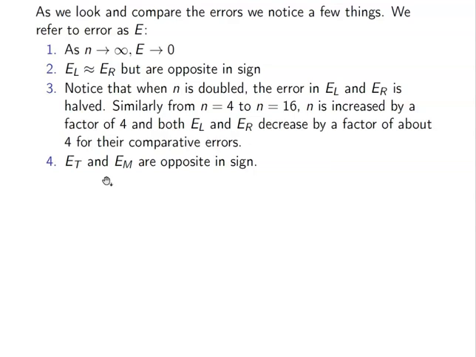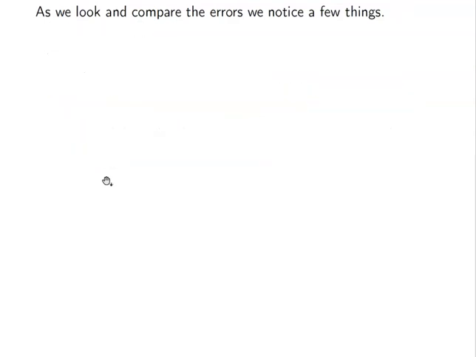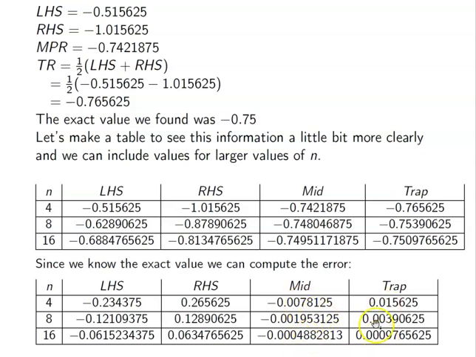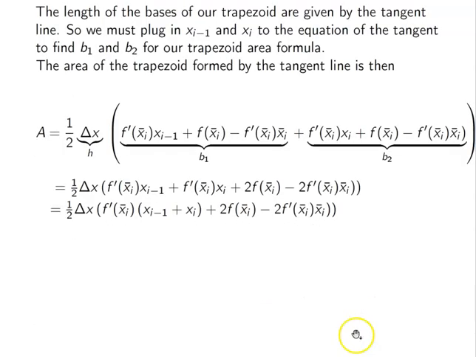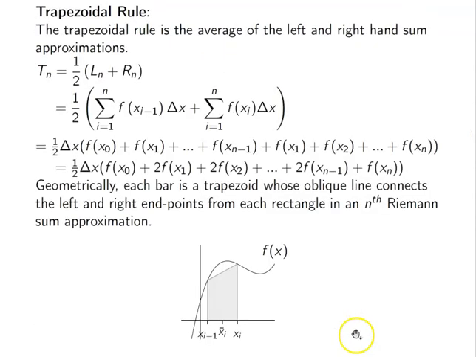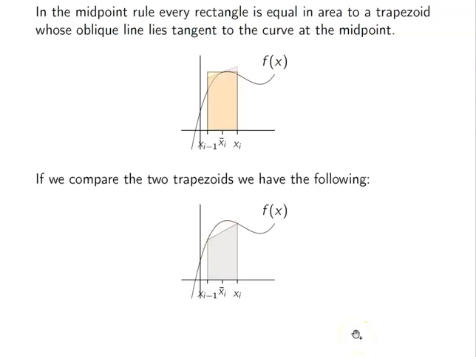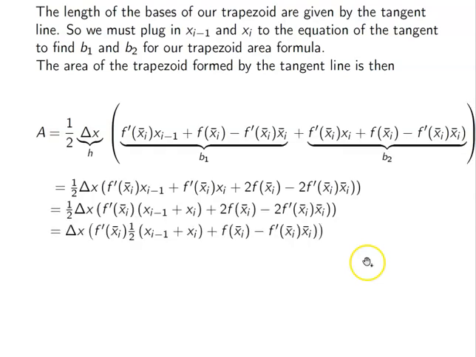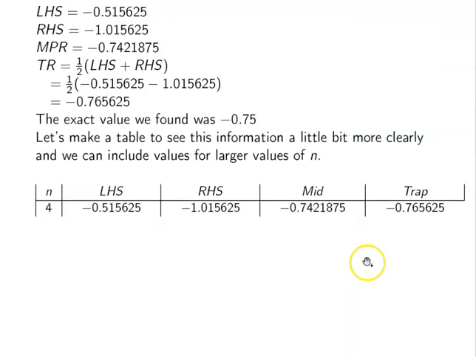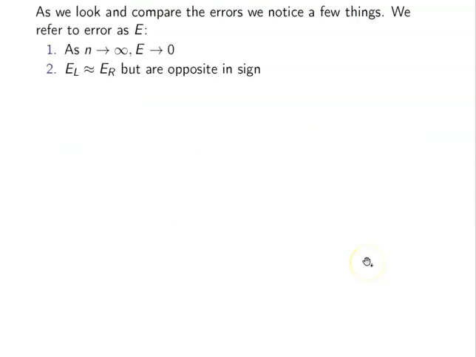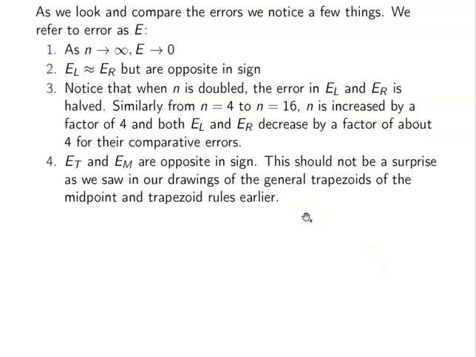Notice that the error for the trapezoid rule and the error for the midpoint rule are opposite in sign as well. One of these is an overestimate and one is an underestimate, so they differ in sign. If we go back here, we were able to tell: underestimate, overestimate. That will generally be true, though it's not always true, but it's true for our example right now. This shouldn't be a surprise because we saw in our drawings with the midpoint and trapezoid rules earlier that one was over and one was under.